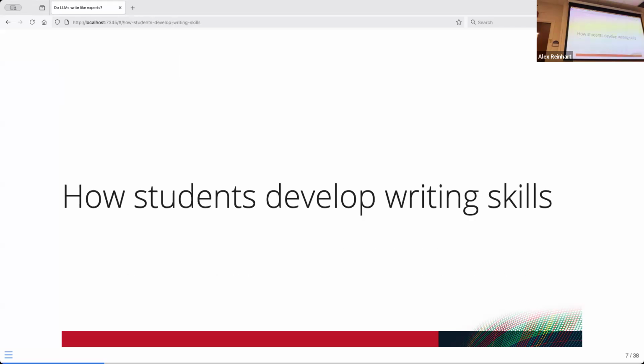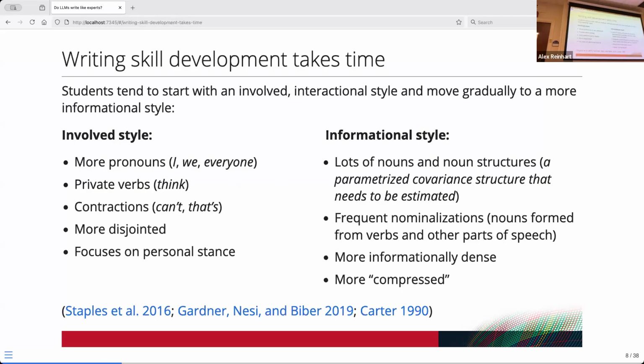Now, you can immediately start pontificating about this, but it's helpful to consider what we already know about how students learn to write, like in a college setting. It's already pretty well known in English writing research that there's a style shift in student writing as they start as novices and progress through the courses to graduation.